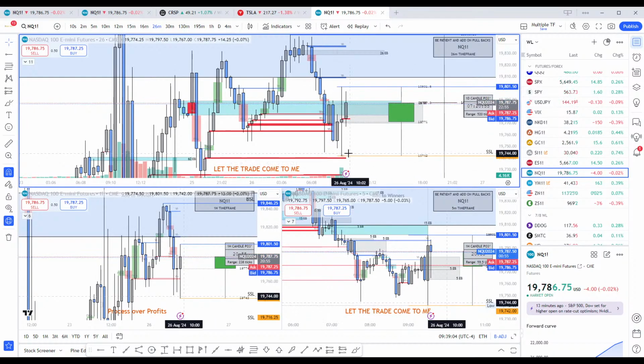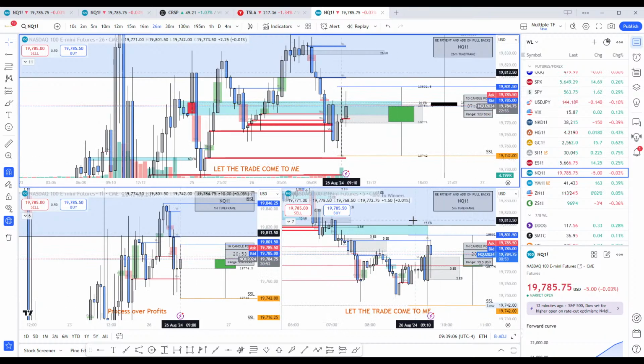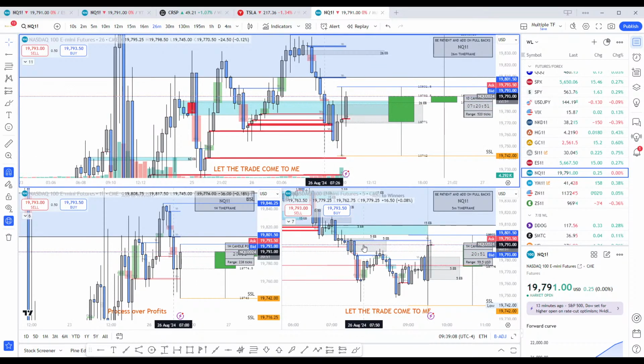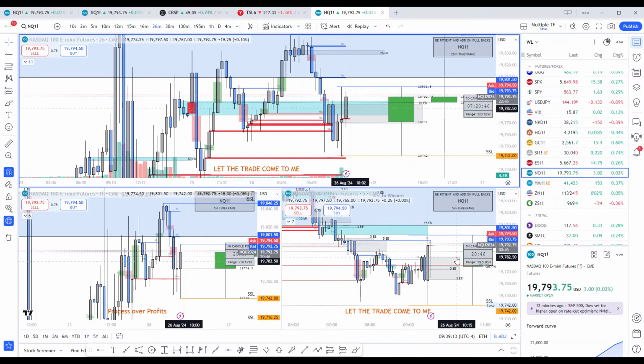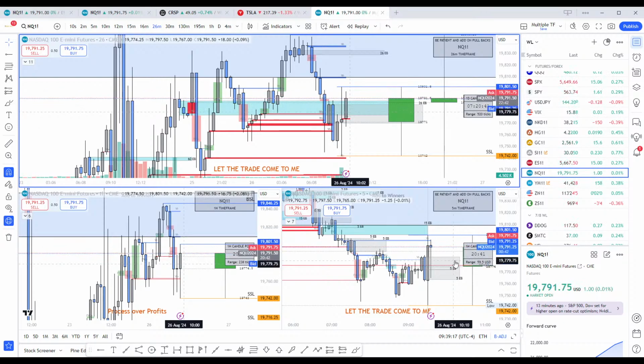We did sweep sell side. Buyers stepped in aggressively as well. I just want to see a close over this 5-minute equilibrium block, and we'll be in some longs. You could take some early positions now off of pretty much 782. However, you don't really have much confirmation just yet.